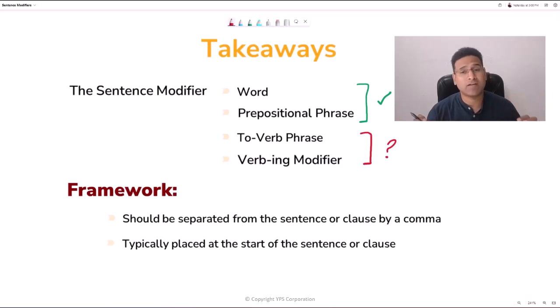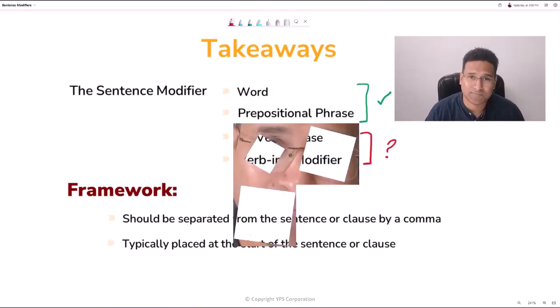Yes, there is good evidence that we would not get this in the exam because these bottom two are used mostly in conversational English. All right, what was the framework? Well, you have to do meaning analysis as always, right? And then you have to check whether that modifier modifies the verb or it modifies the entire sentence. If it does, it should be separated from the sentence or the clause by a comma, and it should be placed typically at the start of that clause.